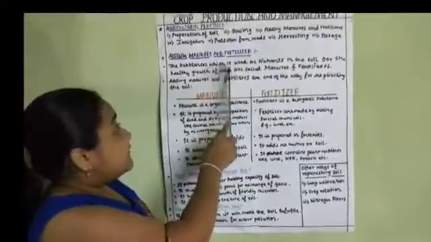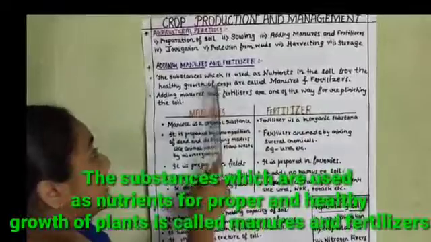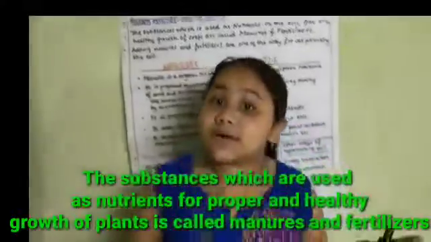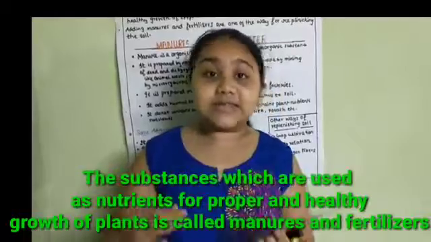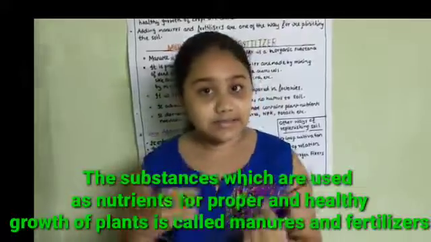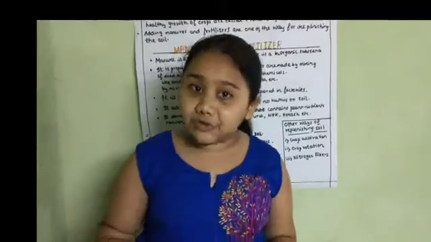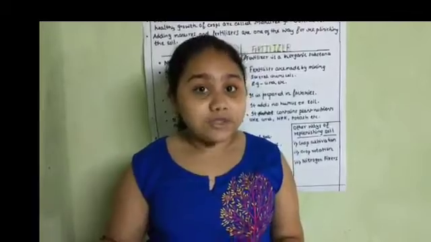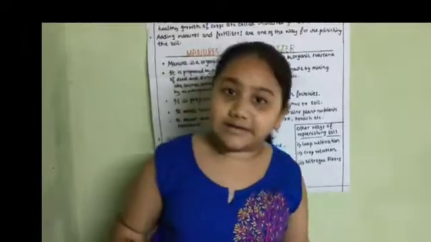The substances which are used as nutrients in the soil for the proper and healthy growth of crops are called manures and fertilizers. So basically manures and fertilizers are a type of nutrients which are used for the proper growth of plants. Now let's know about them in a detailed way and let's separate them, manures and fertilizers.